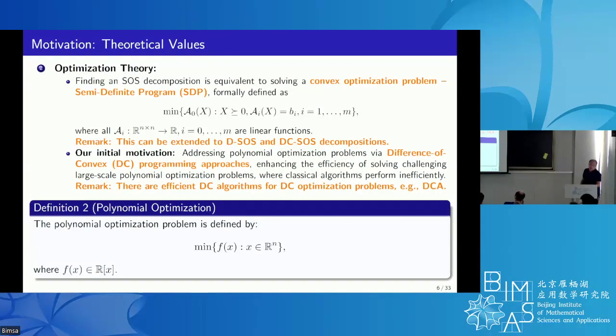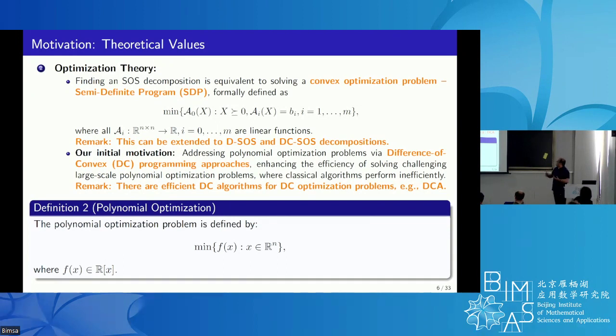And in our work, we can extend the result to DS and DCSS, meaning that we can also check if a polynomial can be written under DSS or DCSS if a corresponding SDP is solvable, has a solution. That's the important thing to make connection between the optimization and the polynomial decomposition.